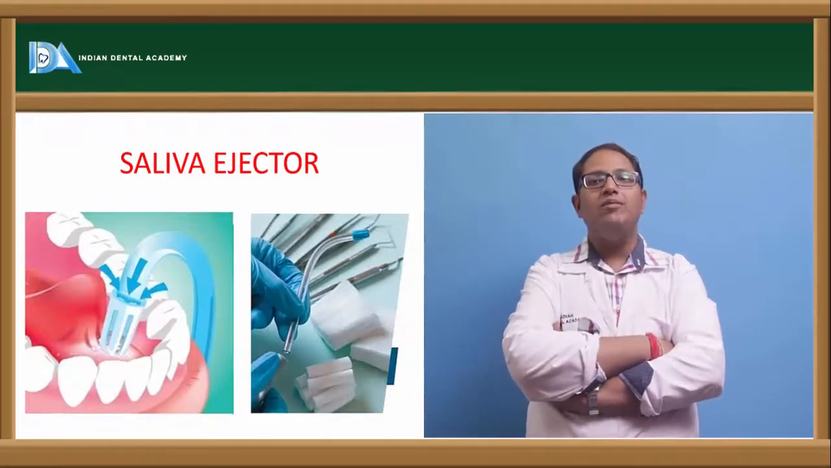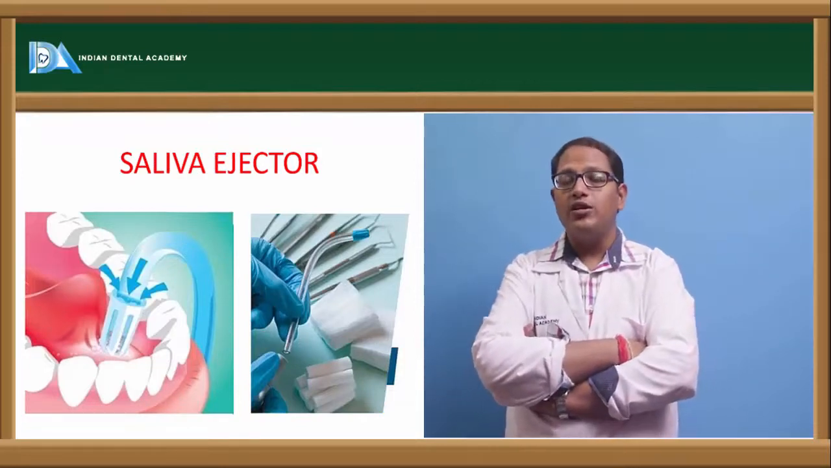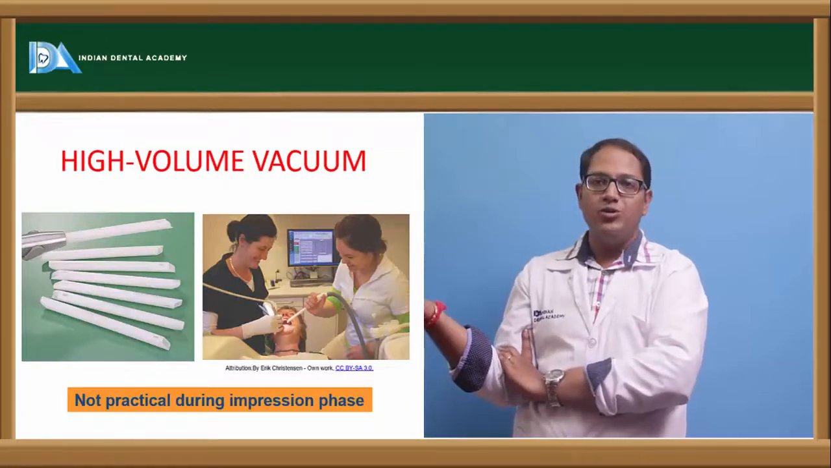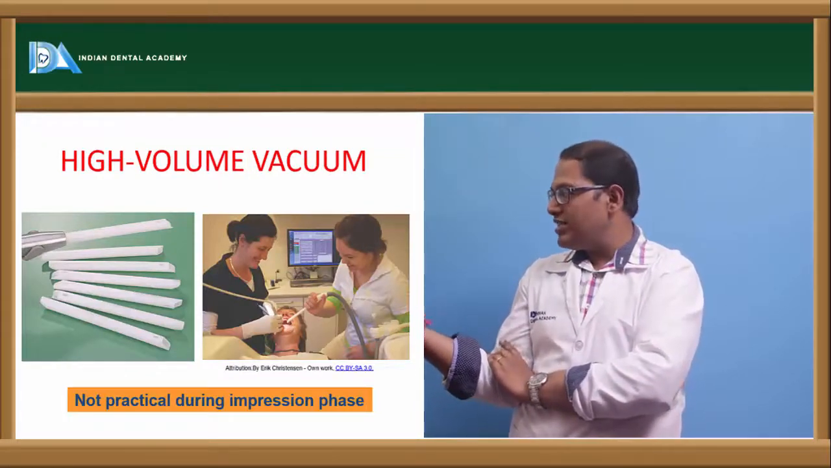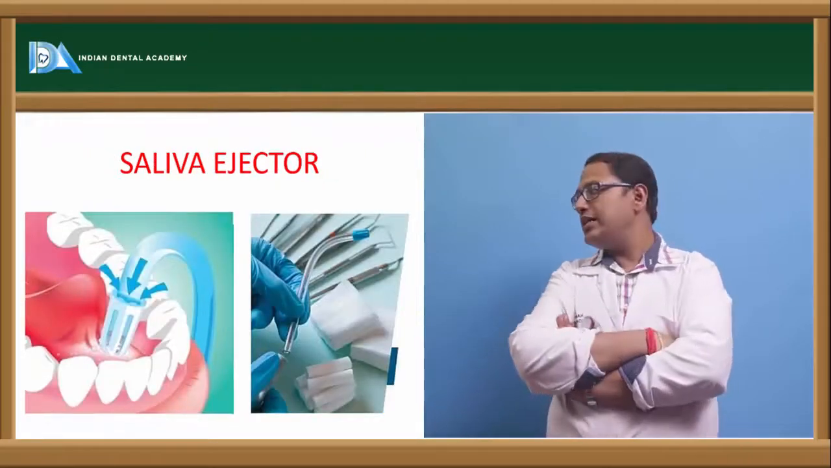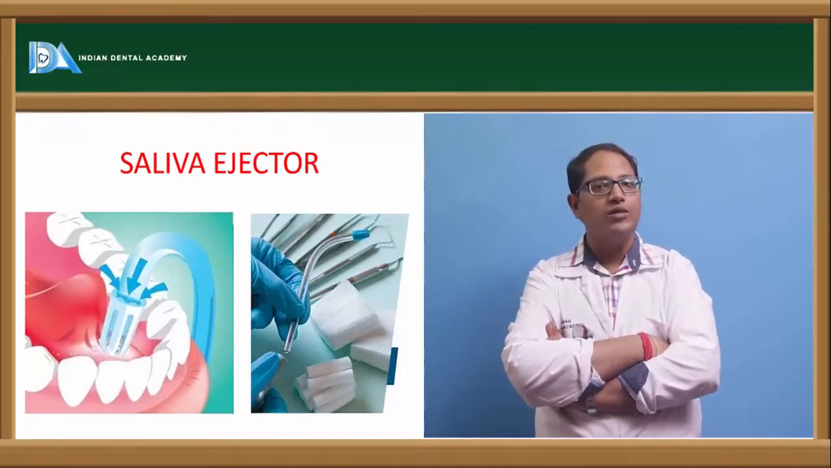A saliva ejector can be utilized effectively by a dentist himself. For example, a contradictory point here is that a high volume vacuum cannot be used by a dentist alone. You need to have an assistant who has to hold that. Whereas a saliva ejector, you can see it can be placed in the corner of the mouth, opposite to the quadrant where we are working.